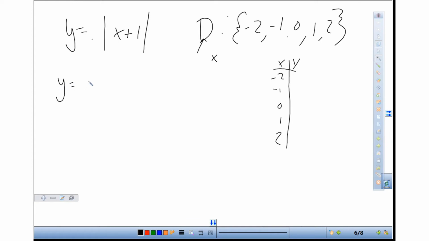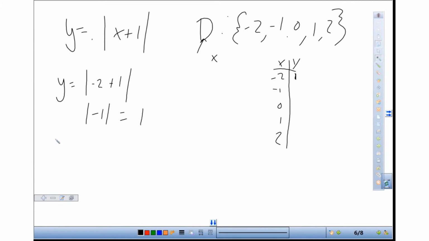So for the first domain, which is -2, we're just going to put -2 plus 1. So what I did was I took -2, plugged it in for x. So -2 plus 1 is -1. But the absolute value of -1 is 1. So you can't plug this into a calculator unless you got a graphing calculator. So you need to be very, very careful about how you solve these. So that means my y value is 1, right?